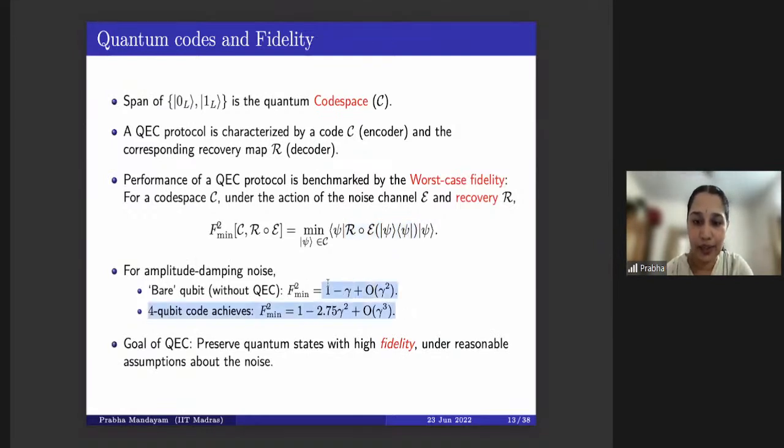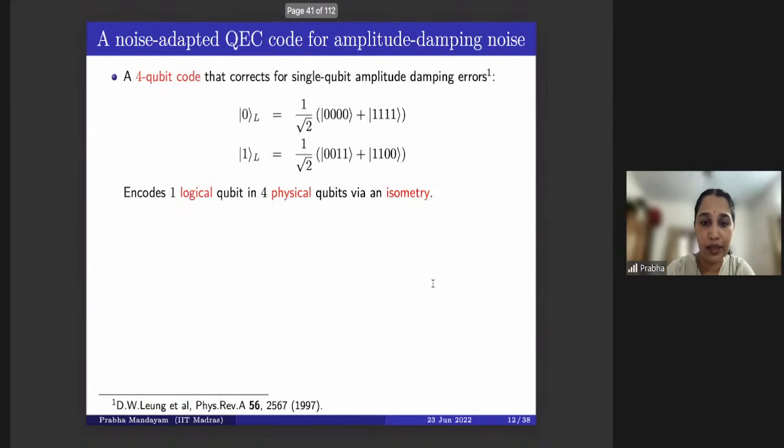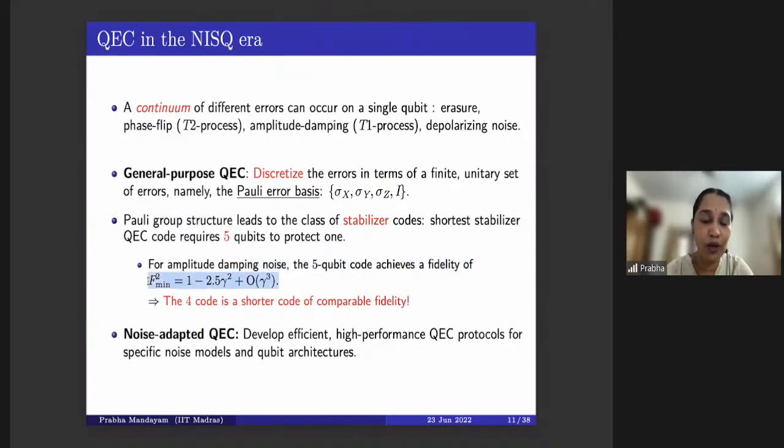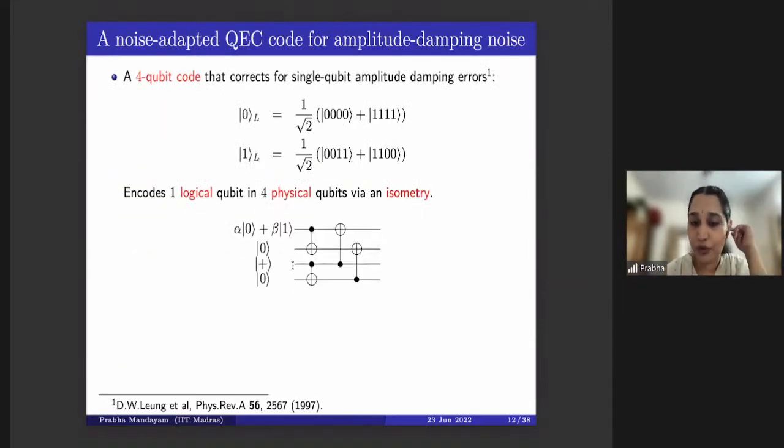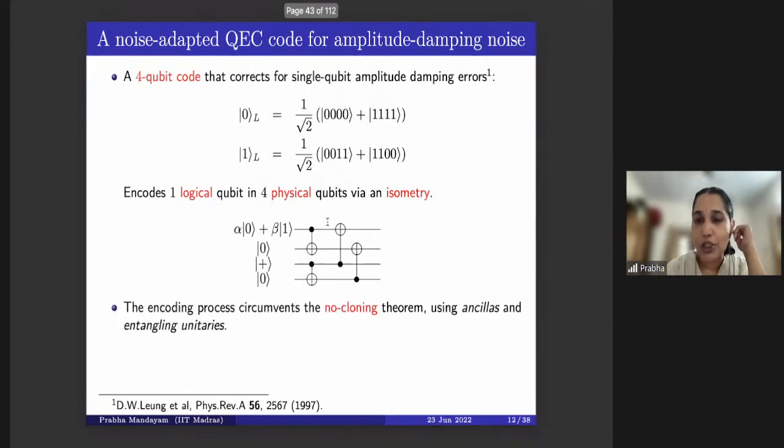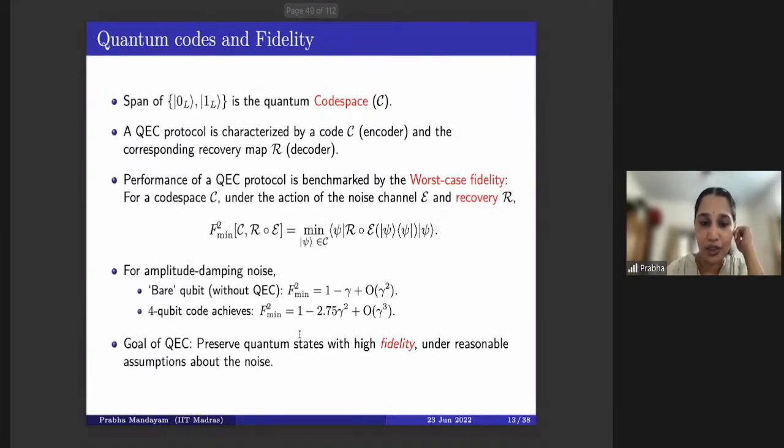So this is now the comparison. I have the bare qubit, which is the qubit without any quantum error correction. That achieves a fidelity which goes as 1 minus gamma. The 4-qubit code achieves a fidelity of 1 minus 2 times gamma squared. And I showed you a couple of slides ago that the 5-qubit code achieves 1 minus 2.5 gamma squared. So the 5-qubit code achieves almost the same fidelity as the 4-qubit code, but the 4-qubit code can be done with fewer qubits and fewer gates. This is the advantage of noise adapted or approximate error correction: you can continue to preserve quantum states with high fidelity, but by making reasonable assumptions about the noise, you can bring down the number of resources that you need.